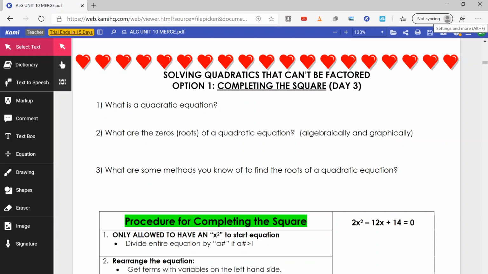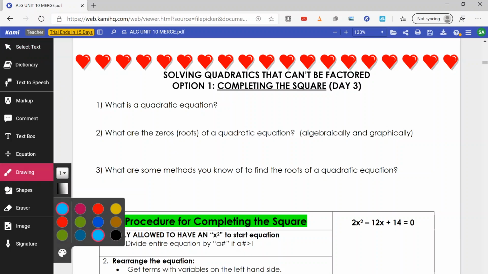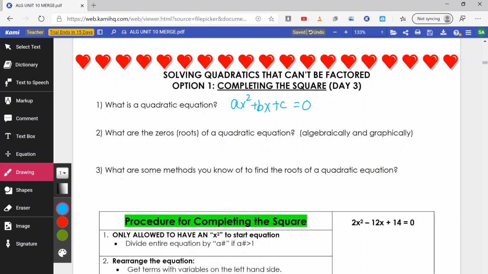This is known as completing the square. So the question becomes, what is it? What does it look like? And how do we use it? Well, first of all, we take a look at the standard quadratic equation, ax squared plus bx plus c equals 0. This is the format that we like the equation to be in whenever we have to either factor or use the quadratic formula.